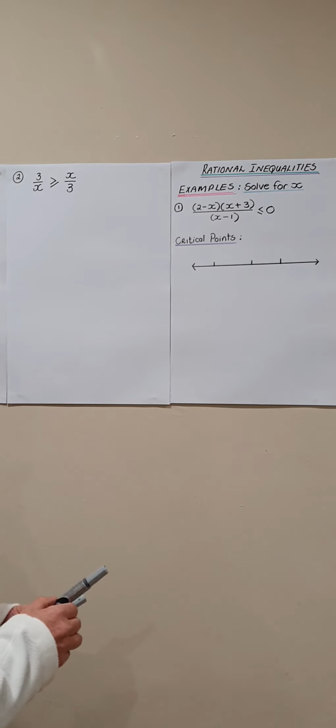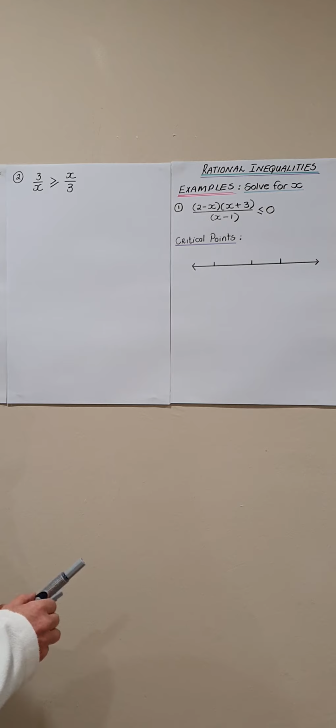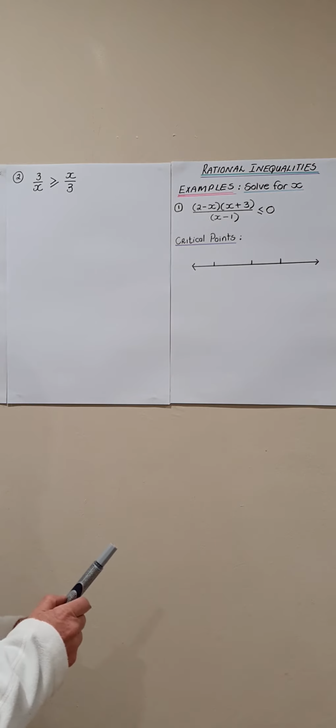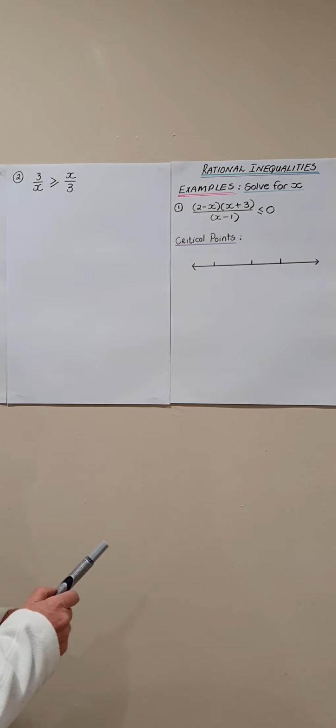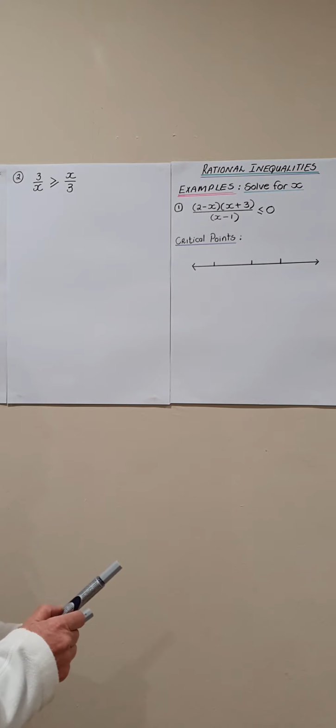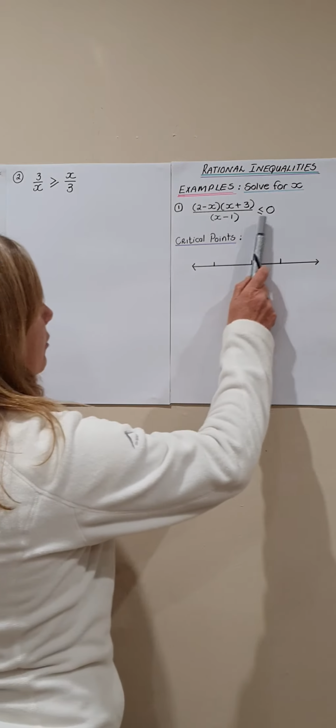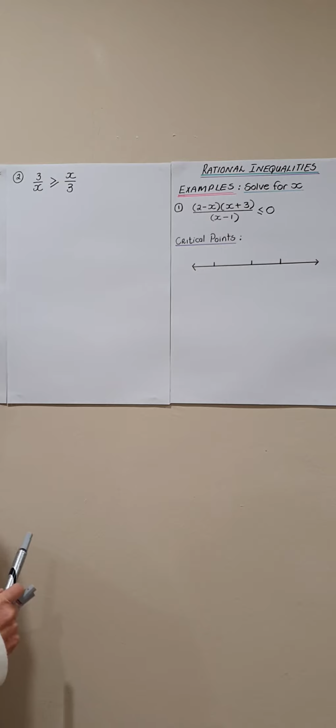This morning we're going to look at rational inequalities, which form part of the grade 11 AP syllabus. In our first example, we have (2 minus x)(x plus 3) over (x minus 1) is smaller than or equal to 0, and we need to solve for x.